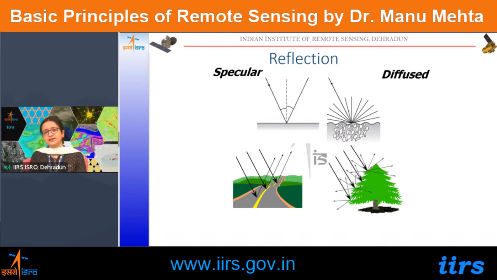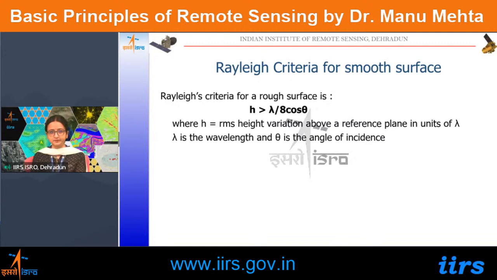An example is shown with the help of this diagram here. For optical remote sensing, the smooth road behaves as a specular reflector, whereas the tree canopy, with leaves oriented in different directions, behaves as a rough reflector, and diffused reflection can be seen.